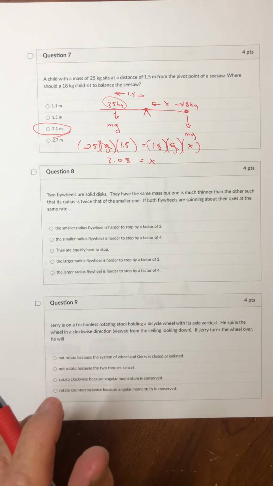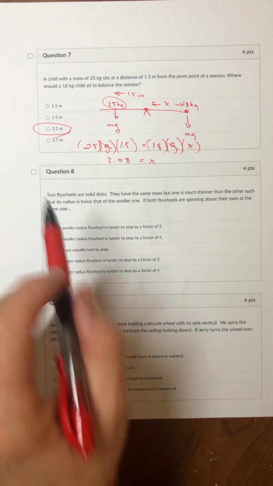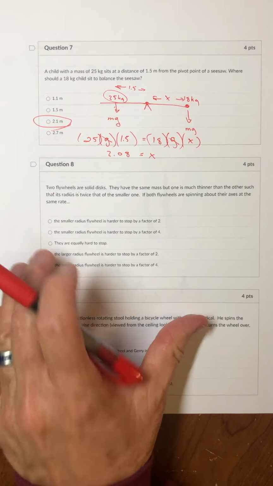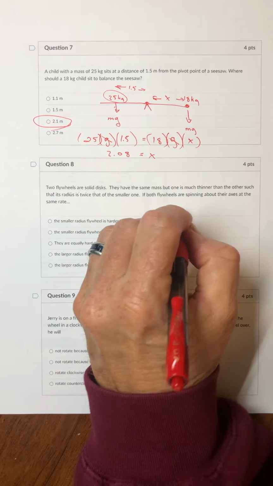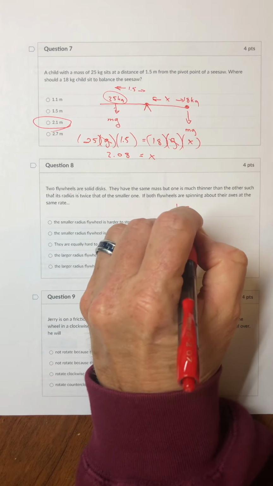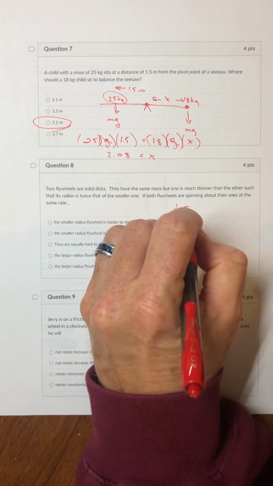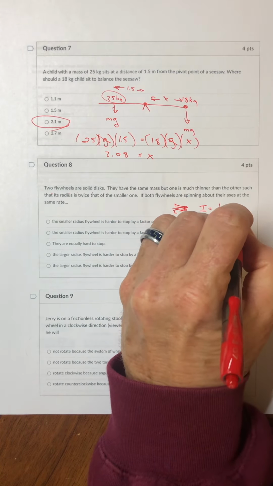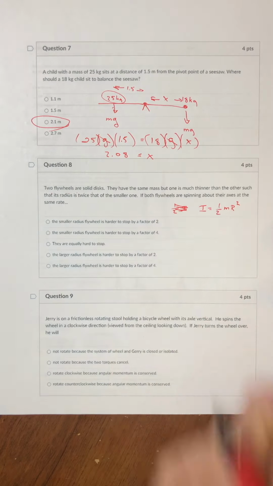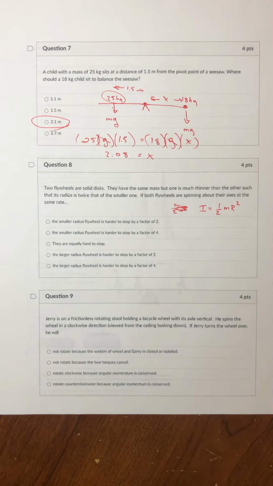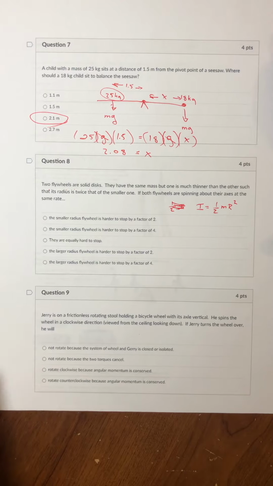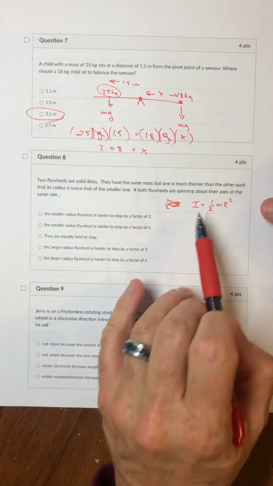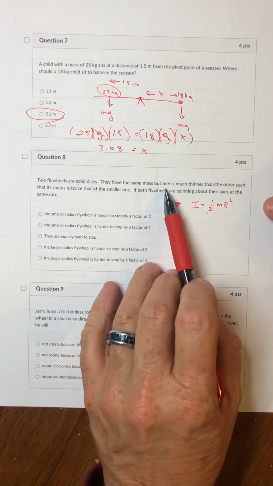Here's a great moment of inertia one. It says, 2 flywheels are solid disks. Now, if you remember from this chapter, the rotational inertia is 1/2 m r squared, where r is the radius of the disk. And so hopefully you took a moment to look in that little table. 2 flywheels are solid disks, okay? They have the same mass.